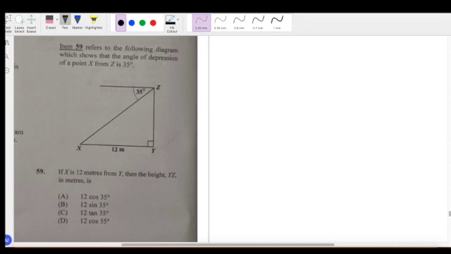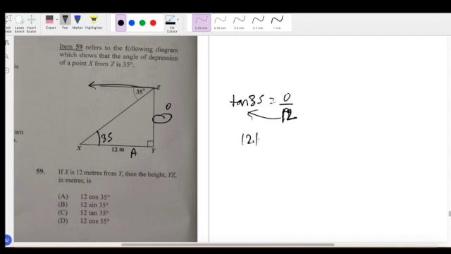59 refers to the following diagram, which shows the angle of depression of a point X from the point Z is 35 degrees. That is the angle of depression. If X is 12 meters from Y, then the height, so we want to find this, and we have to understand that this here, we take this to be parallel to the ground if we are looking at eye level. So therefore this will be 35, and so this will be the adjacent, and this will be the opposite. So we're talking about tan, TOA, right? So the tan of 35 is opposite over adjacent, the adjacent being 12, so I throw it across, 12 tan 35 is the opposite, that is C.